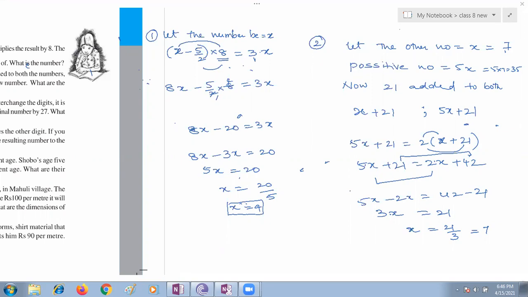So now you have to substitute into our numbers. The original numbers are one is x, another positive number is 5x. So x you have to directly write as 7. The positive number is 5 into 7. 5 sevens are 35.